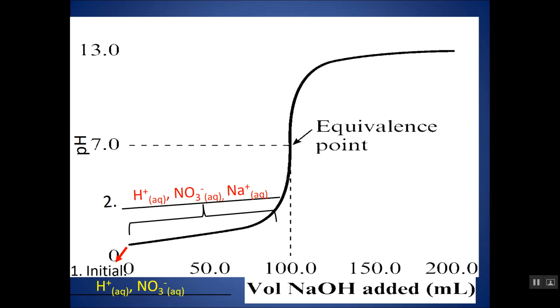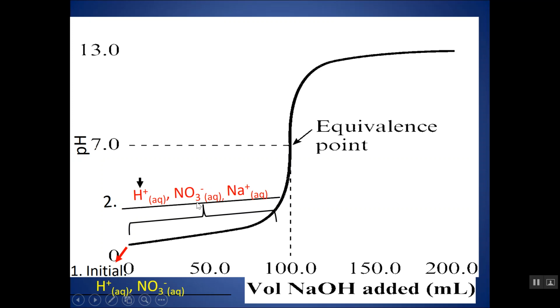Okay, so those are the main species that are in my solution. The OH minus would be negligible compared to the amount of H plus. So as I go along here, my amount of H plus would slowly be decreasing because it's getting used up and reacting with that OH minus.